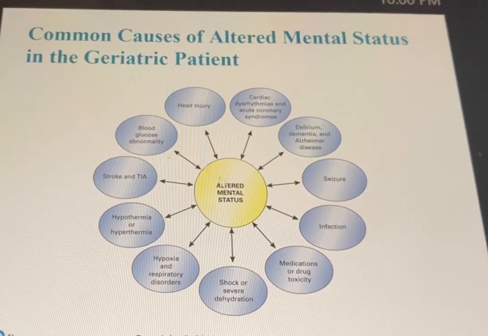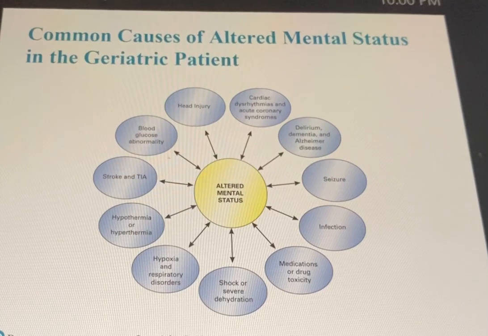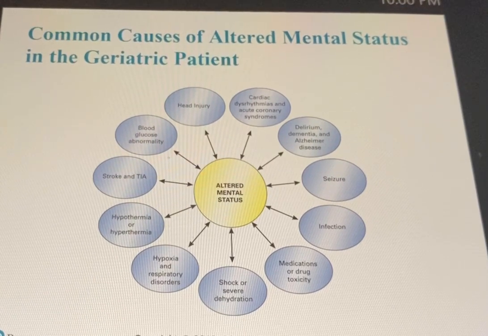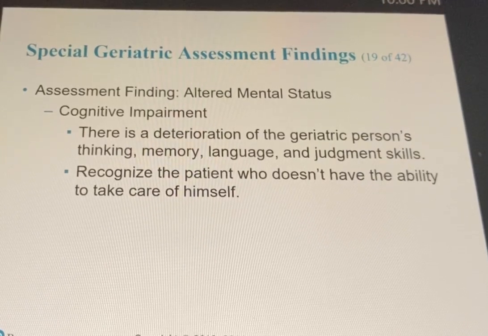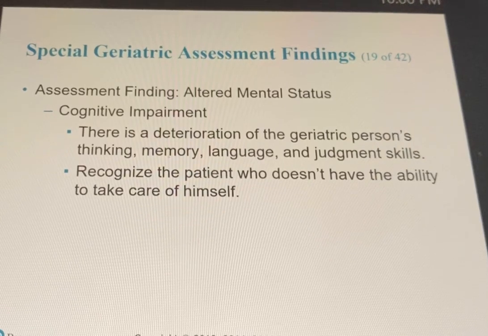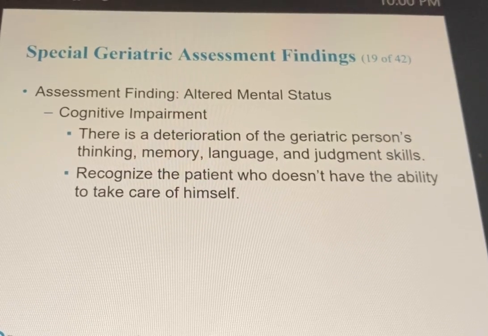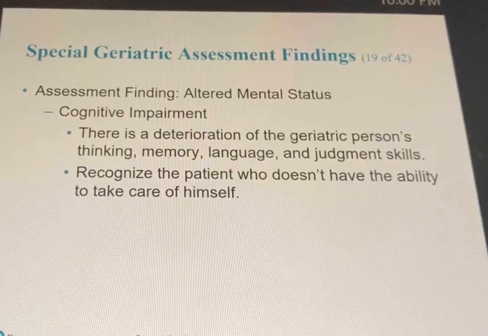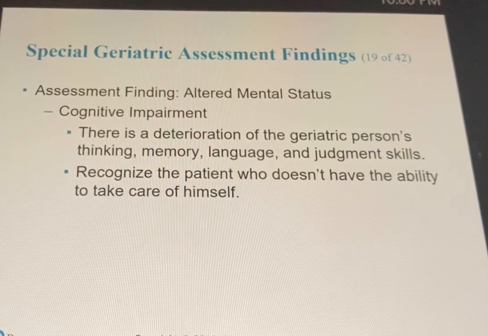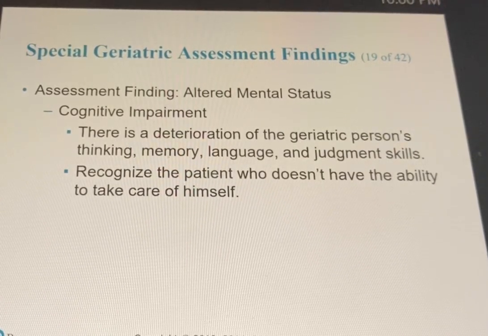Okay. All right. Check this out in your book. All the reasons that you can pretty much think of for an altered mental status. All right. Cognitive impairment. Severe cognitive impairment can cause the patient to lose the ability to understand the importance of something and the ability to talk or write. There is a higher morbidity and mortality associated with an impaired cognitive state.